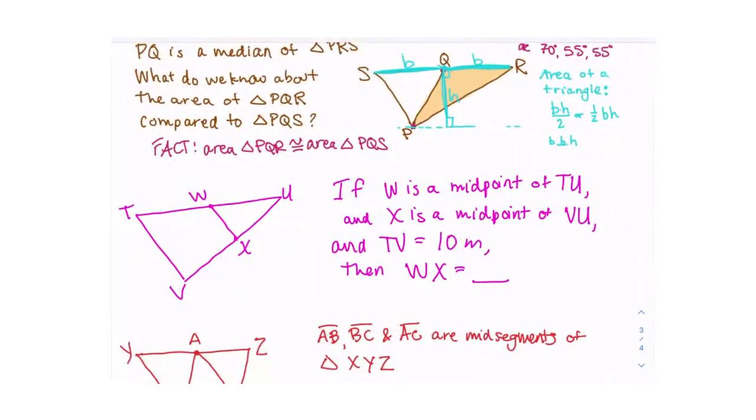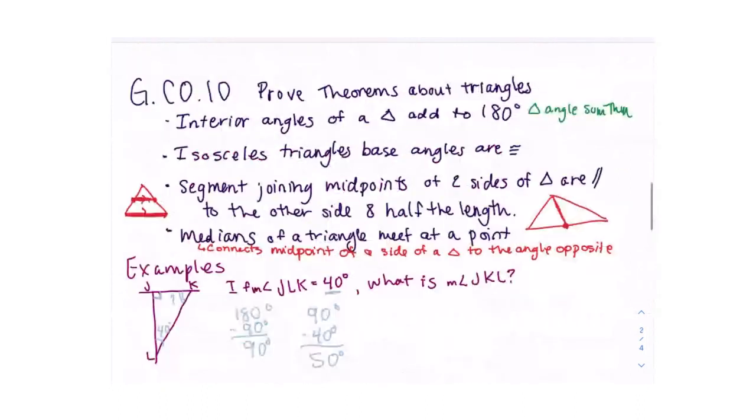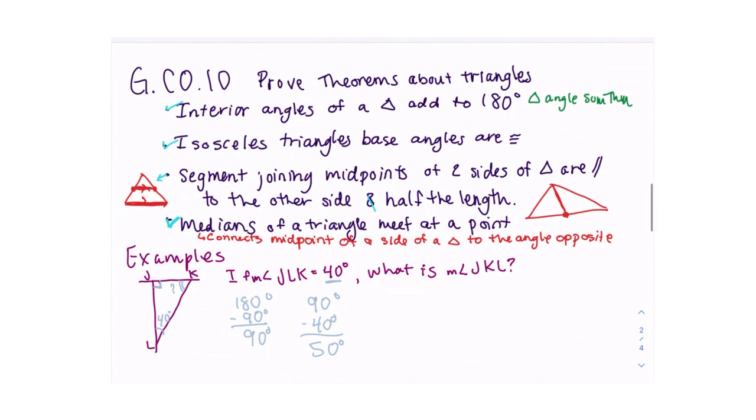Okay, so then this is the last part of the thing that we talked about. It's the medians. Okay, we talked about the interior angles of a triangle adding to 180. We talked about the base angles being congruent. We talked about the median. So now we're going to talk about this. The segment joining the midpoints of two sides of a triangle is parallel to the other side, and this is supposed to be "and," not 8, and half the length.